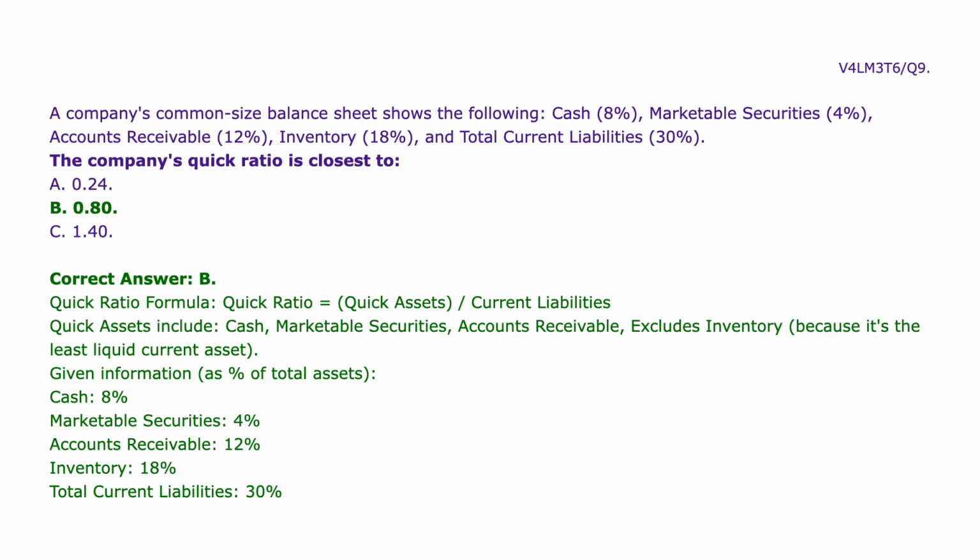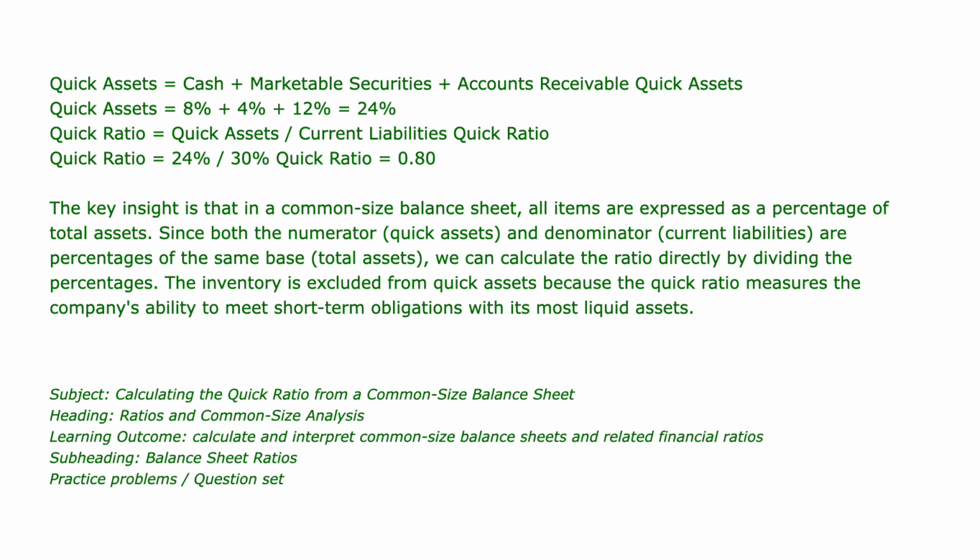The quick ratio excludes inventory but includes cash, marketable securities, and accounts receivable. Using the percentages given, cash 8% plus marketable securities 4% plus accounts receivable 12% equals 24%. Dividing by current liabilities 30% gives 0.80. The calculation shows how in a common-size balance sheet, both numerator and denominator are expressed as percentages of total assets, so the ratio can be computed directly. Inventory is excluded because the quick ratio focuses only on the most liquid assets.